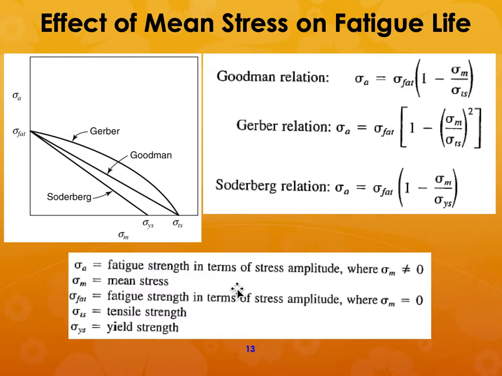sigma A is the fatigue strength in terms of the stress amplitude, where sigma m is not equal to 0. Sigma m is the mean stress. If the mean stress were to be 0, then you have a certain fatigue strength. So if you apply a certain stress level, you can calculate the fatigue strength, and this is called the Goodman relationship. Most of the time we will be using the Goodman relationship.